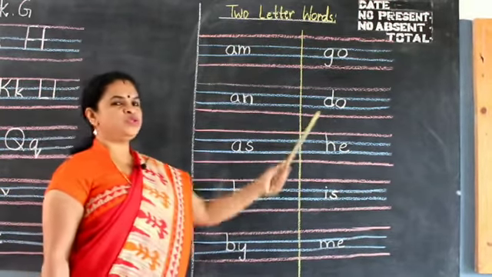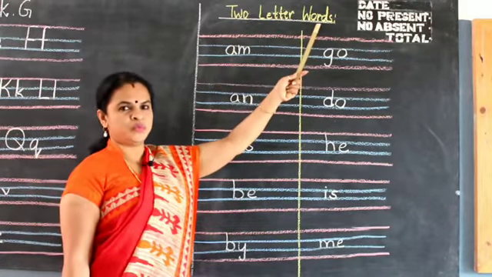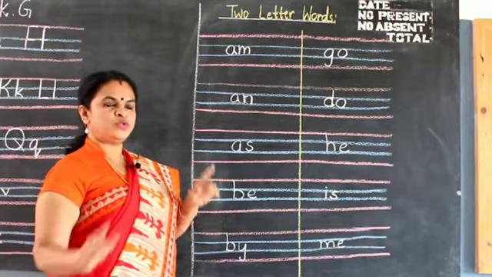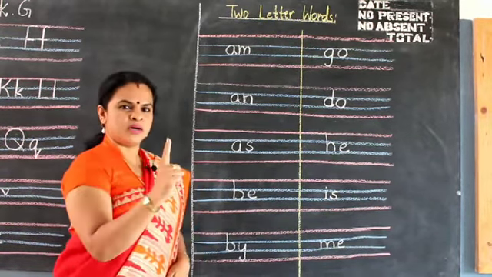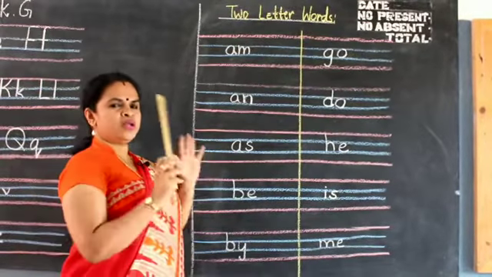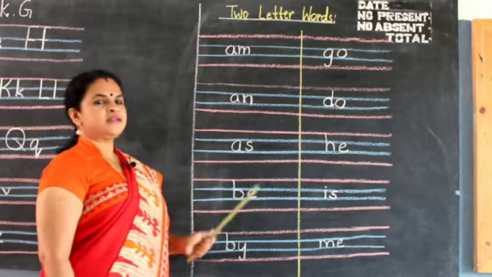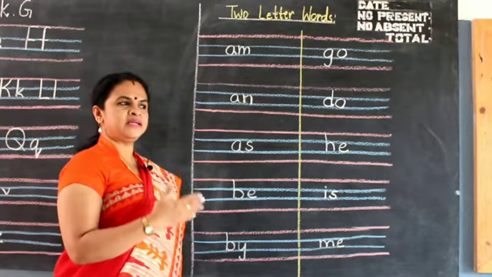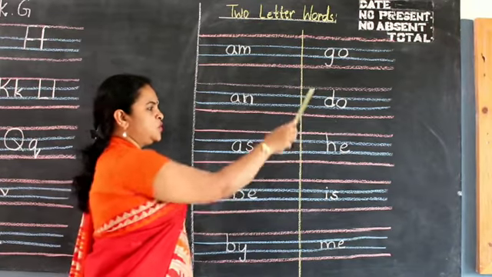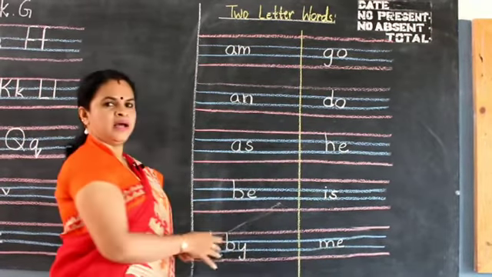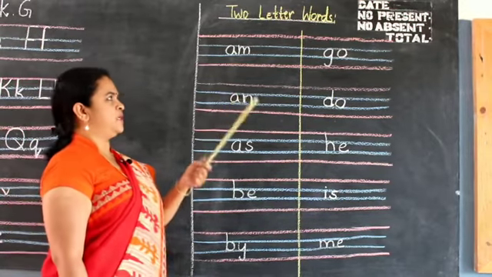These are two-letter words. When you put two letters together, it will become one word. Once you learn all your alphabets, 26 letters, you can start writing 2 letter, 3 letter, 4 letter words. So today we are doing 2 letter words. We'll repeat again. I want you all to say with me now.